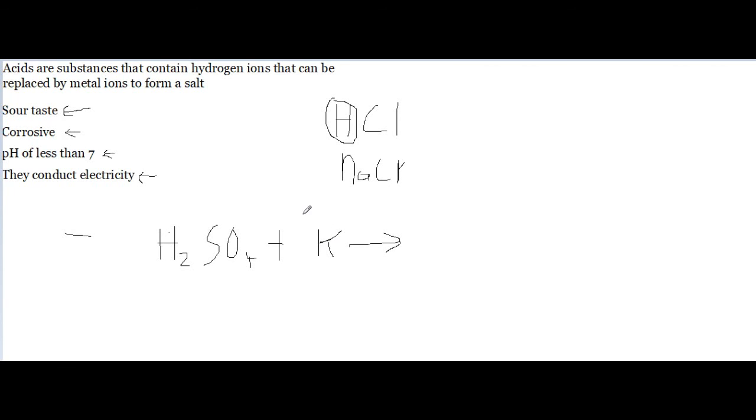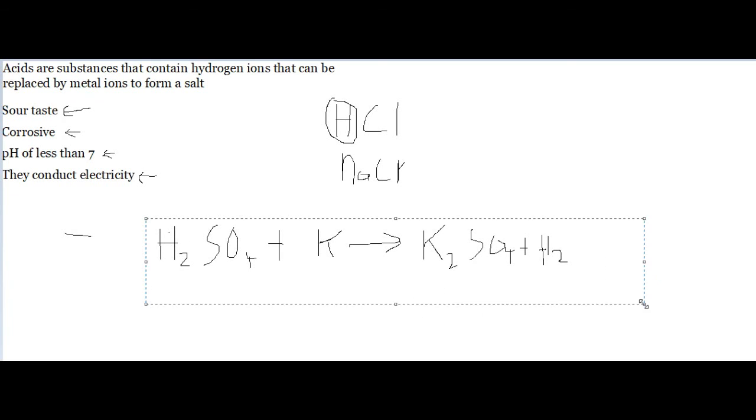So what will happen here is that the potassium will replace the hydrogen since it's much more reactive, and it will form potassium sulfate plus hydrogen gas. So basically, an acid reacting with a reactive metal, or basically any metal higher than it on the reactivity series, will produce a salt of that metal along with hydrogen gas.